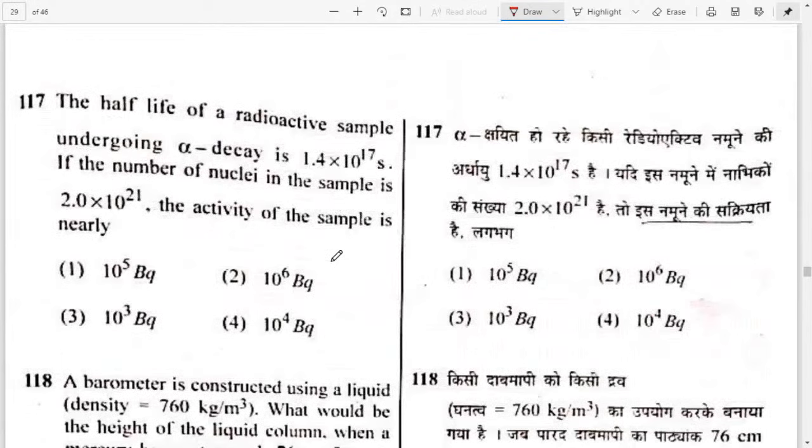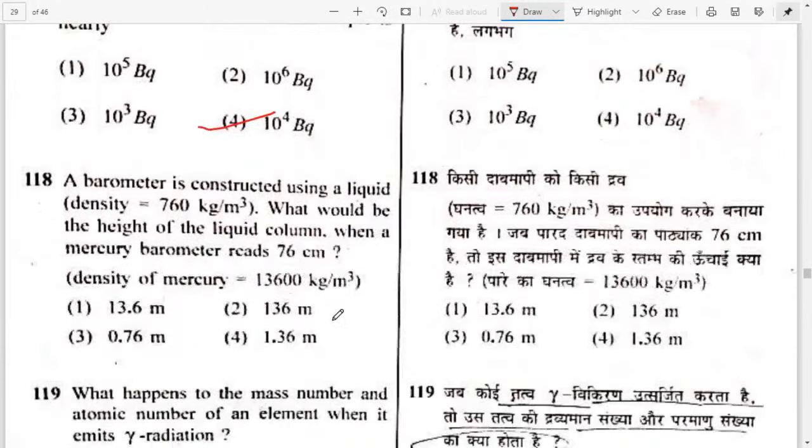The half-life of a radioactive sample undergoing alpha decay is 1.4 into 10 to the power of 17 seconds. If the number of nuclei in the sample is 2 into 10 to the power of 21, the activity of the sample is nearly 10 to the power of 4. So option number 4 is the correct option, students.